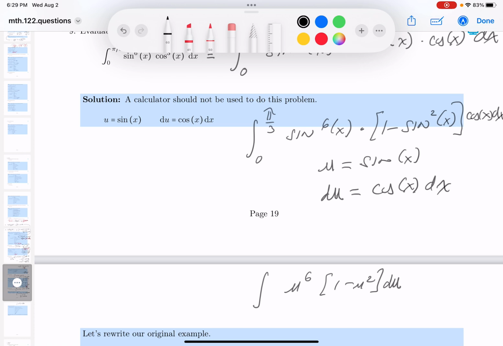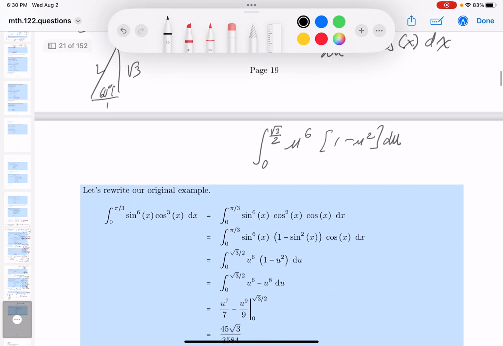Sine of 0 is 0, that's easy. So pi over 3, I'll put this down for you. That's 60 degrees. Let me draw a picture of that for you. That's going to be 2, 1, root 3. And the sine of 60 degrees is going to be root 3 over 2.